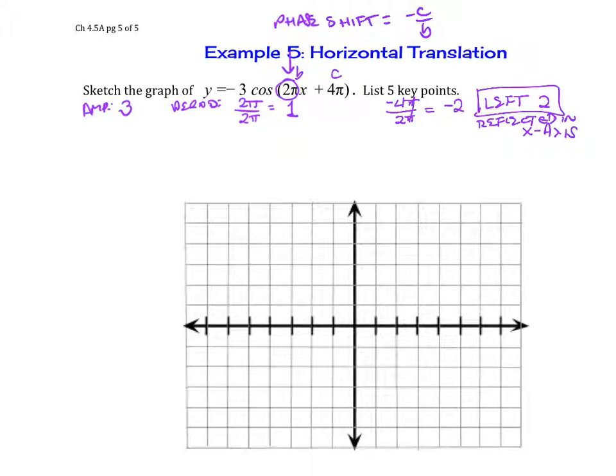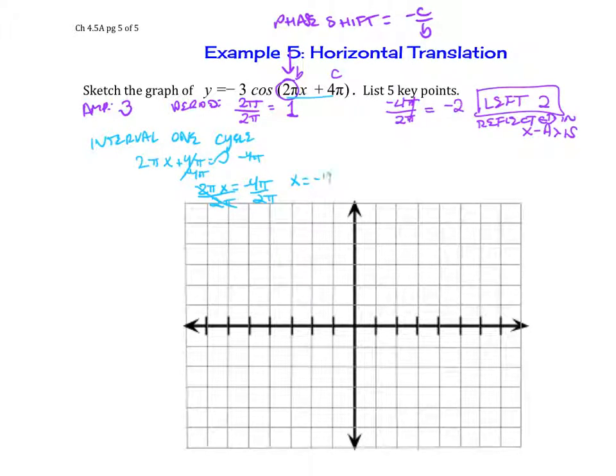So let's take a look at the interval of one cycle. We're going to do the same thing where you set the inside equal to 0 and then you set it equal to 2 pi. So 2 pi x plus 4 pi equals 0. So subtract 4 pi. You get 2 pi x equals negative 4 pi, divided by 2 pi. So x equals negative 2.